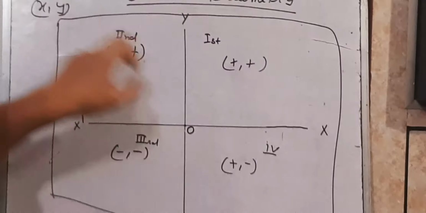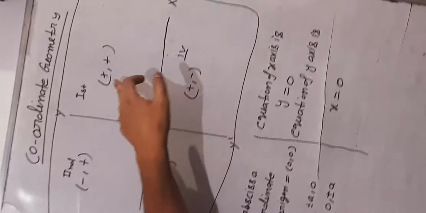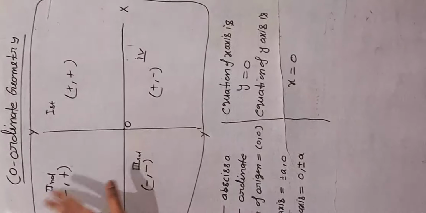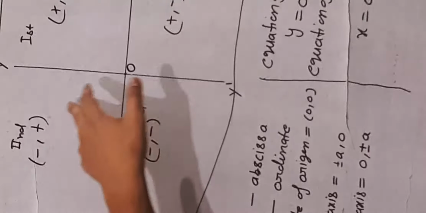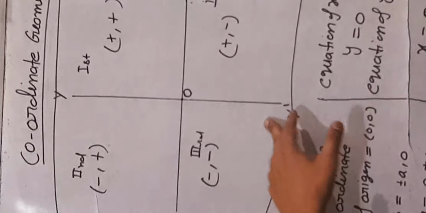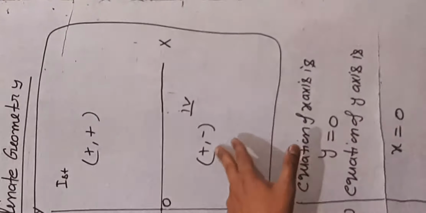In the first quadrant, x and y both are positive. In the second quadrant, the sign of x is negative and the sign of y is positive. In the third quadrant, the signs of x and y both are negative. In the fourth quadrant, the sign of x is positive and y is negative.